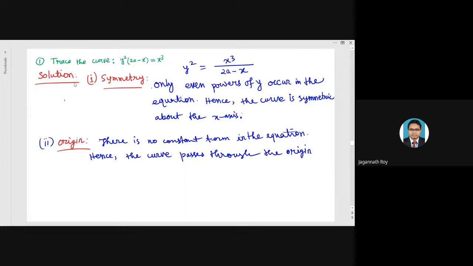So, as you can see, this is symmetric about the x-axis. So that means you have an idea that the curve may be of this form, symmetric about x-axis, or it can be of this form, or it may be of this form, or it can be of this form. Symmetry about x-axis. So this is one rough idea. Now you have one more piece of information. What is it? It passes through the origin.